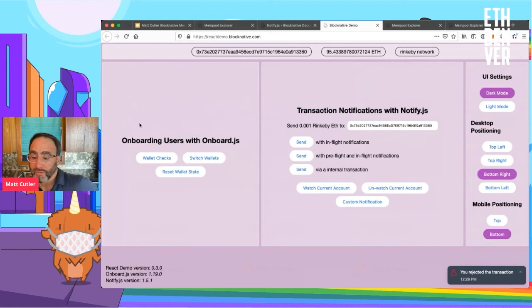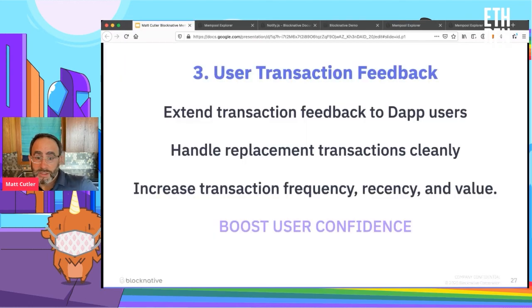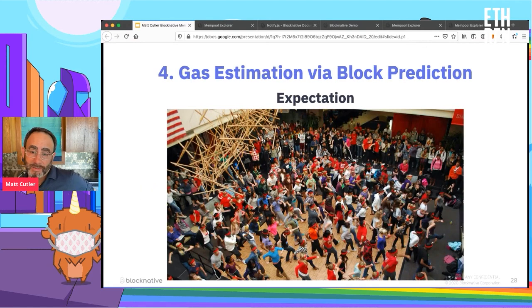What we hear consistently from our customers who deploy these sorts of capabilities is it increases positive behavior, it increases user satisfaction, and it results in just a lot fewer support requests to them as well. So that was transaction feedback. Now, the fourth one is gas estimation via block prediction. So I'm going to spend just a couple of minutes on this and then wrap up.